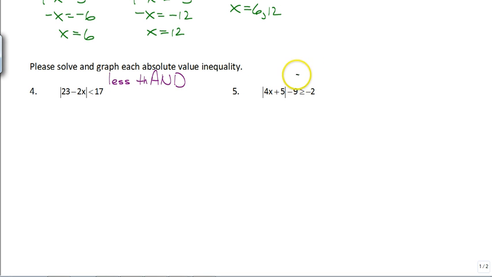Whenever it's greater, think about it like this: greater. So whenever it's a greater than or a greater than or equal to, it is going to be an or statement for the inequalities. Otherwise, we start by saying take the inside: 23 minus 2x is less than 17.